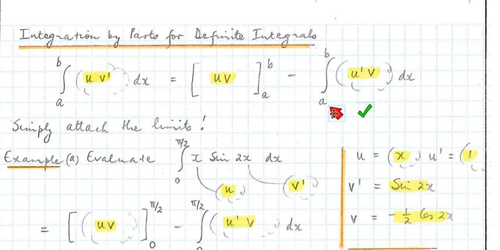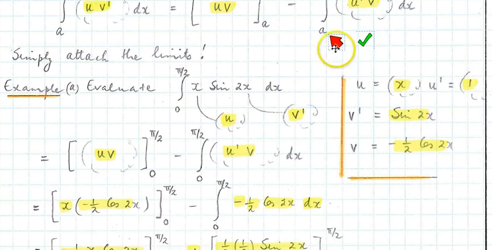Okay, example. Let's take a look at this one. The integral of x sine 2x. Obviously, the x is going to be u. There it is. U dashed is 1. V dashed will be sine 2x. There it is. The integral of that, which is v, is minus a half cos 2x. Okay, I'm ready to substitute in the formula.